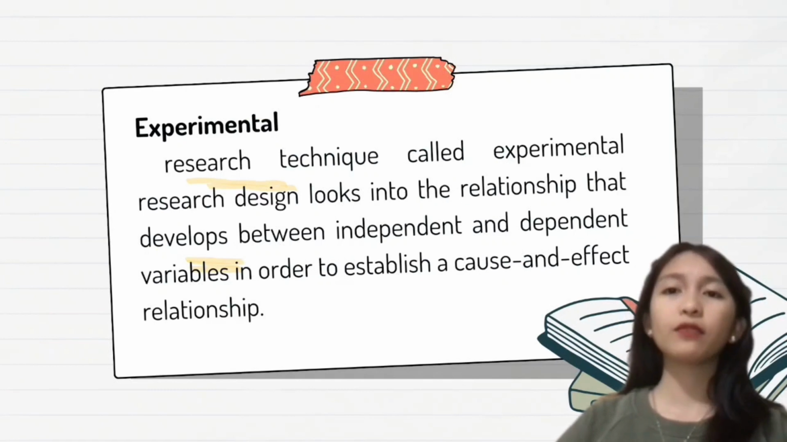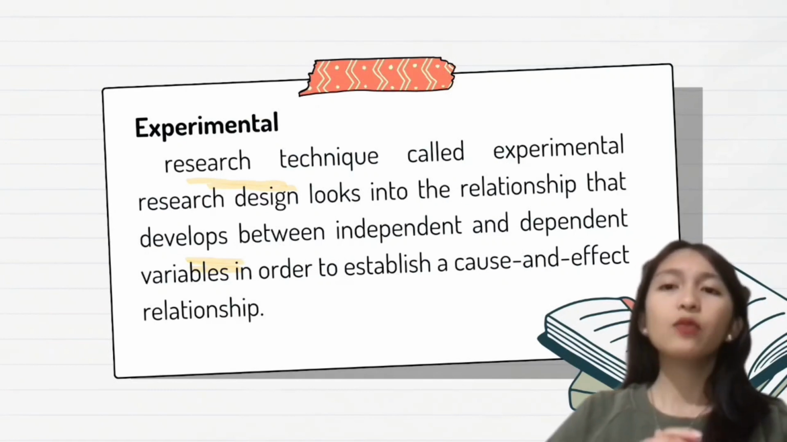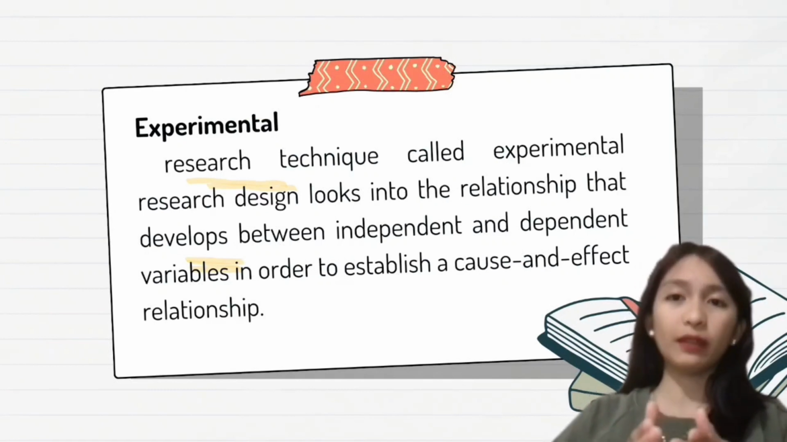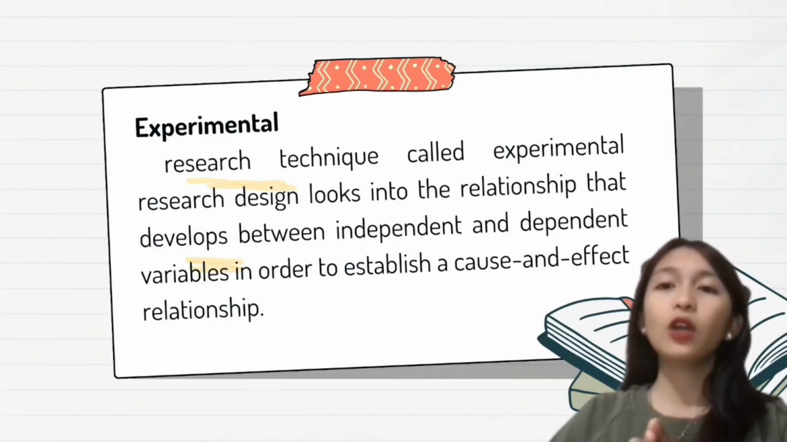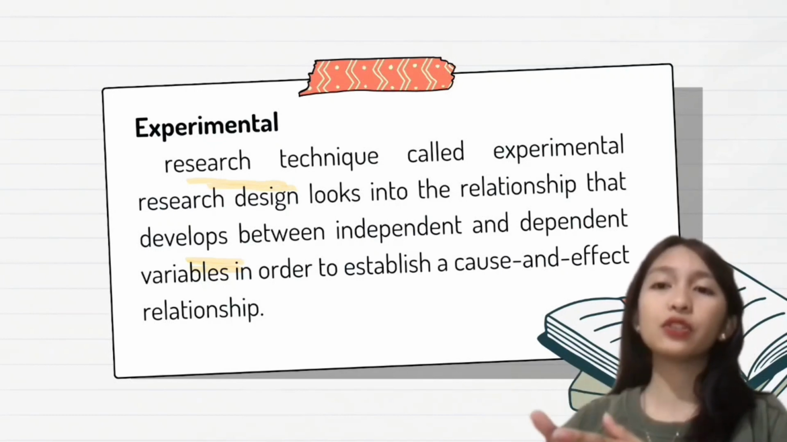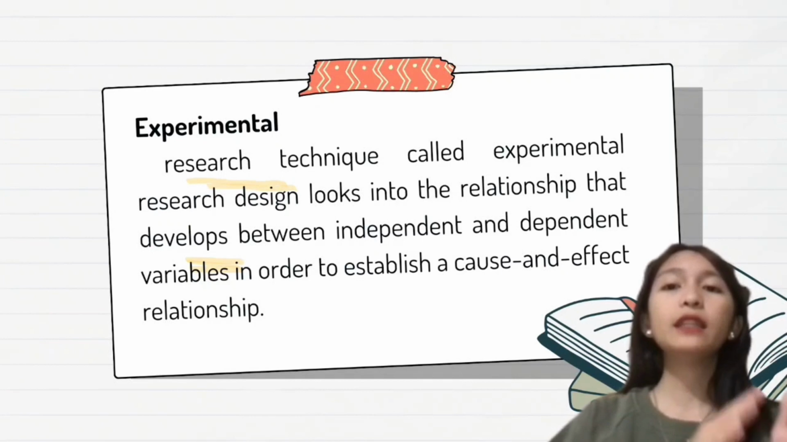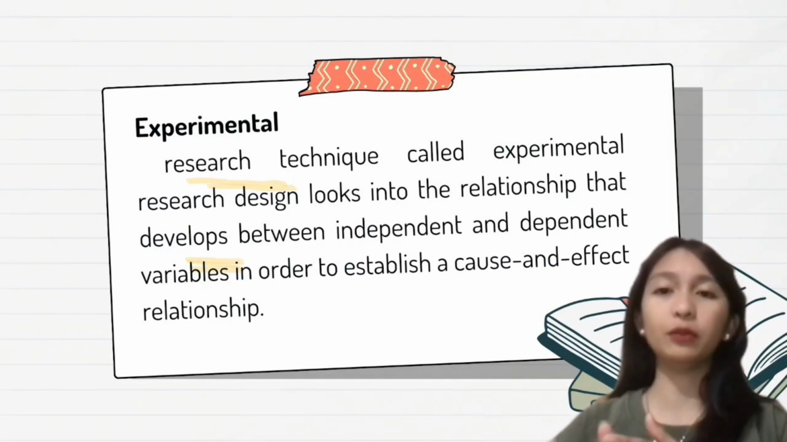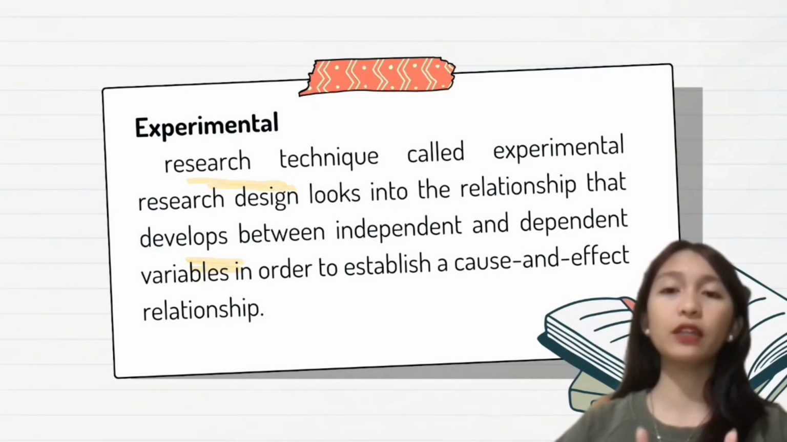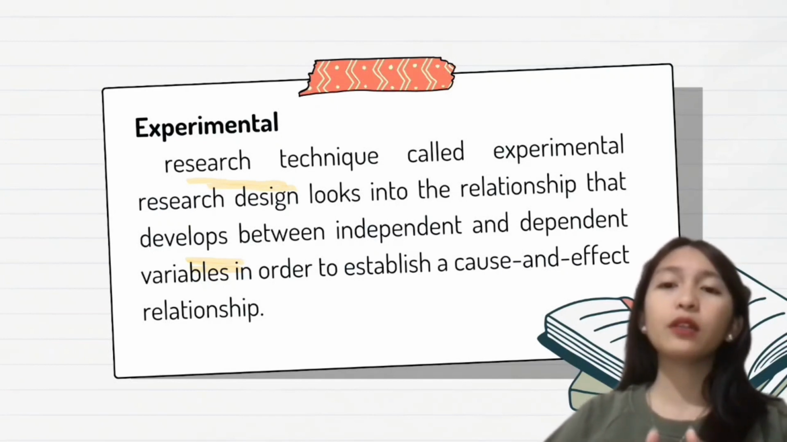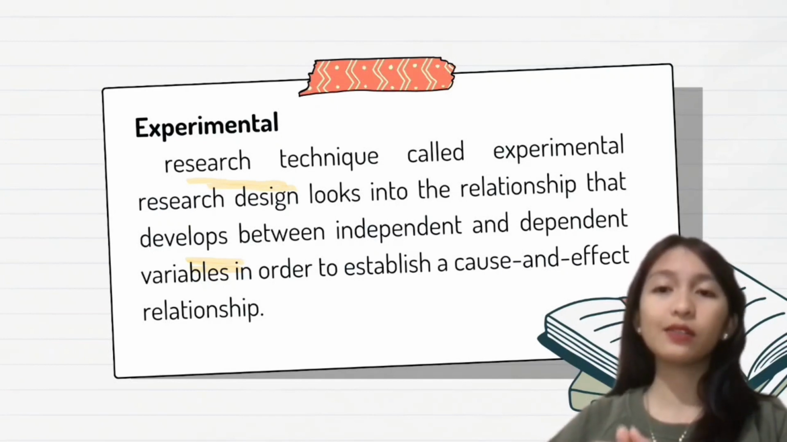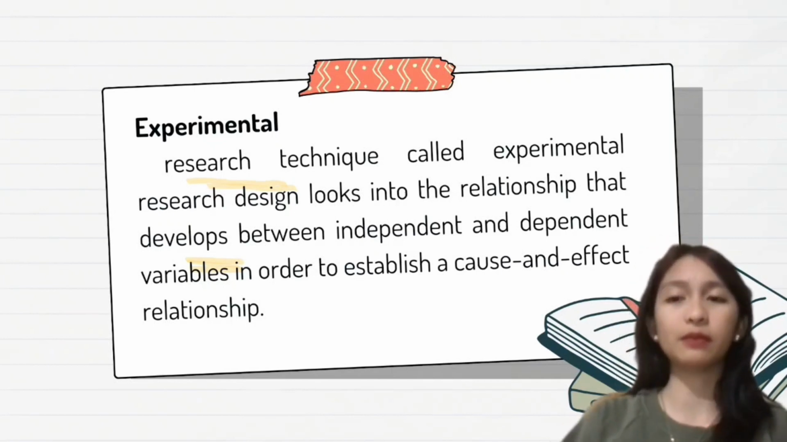First, we have the experimental. A research technique called experimental research design looks into the relationship that develops between independent and dependent variables in order to establish a cause and effect relationship. An example of this is the study on the impact of an advertisement.